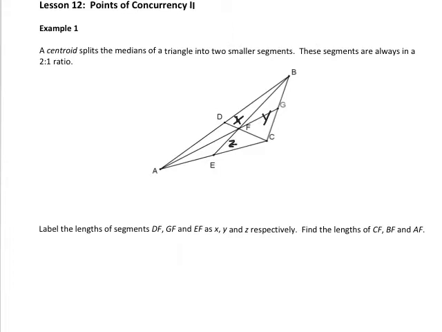Then we're going to find the lengths of CF, BF, and AF. Well, if DF is X, CF is going to be twice that. So CF is going to be 2X. In the same way, BF is going to be 2Z, and AF is going to be 2Y. So that's how we set these up. So one side is always double the other side.